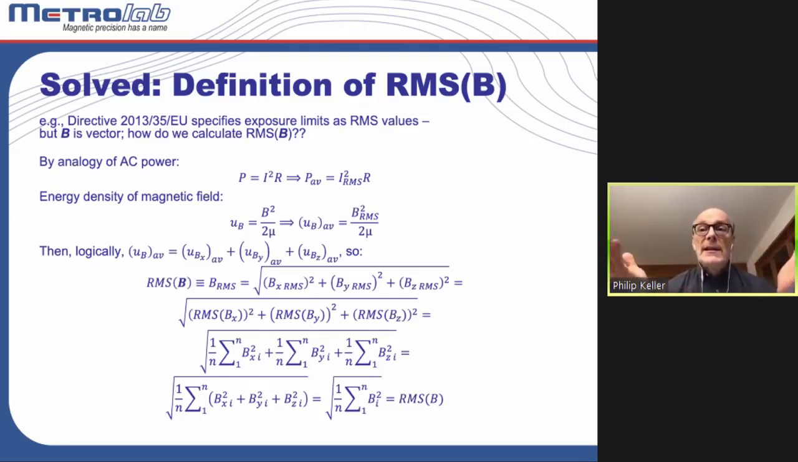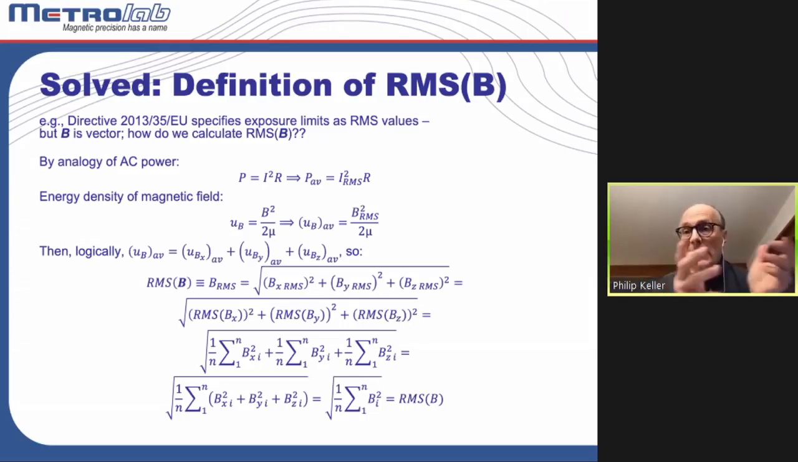So the question is, is there a comparable formula in the world of magnetism? And it turns out there is. It's called the energy density of a magnetic field, and has this form, B squared over 2 mu. So it depends on B squared, just like the power depends on I squared. So it's not too much of a leap of faith to say, okay, let's say the RMS value of B, what we mean by that is that if you have an AC field, this will give you the average energy density of the magnetic field.